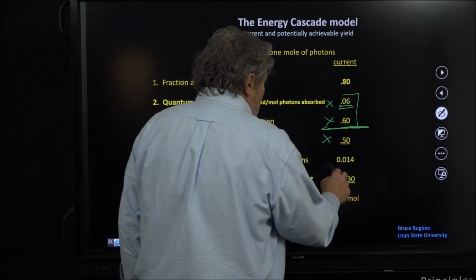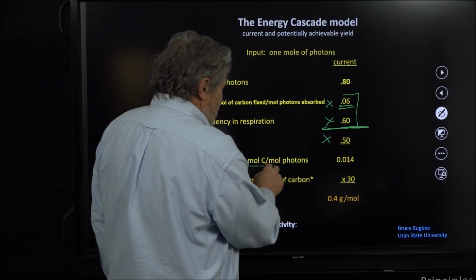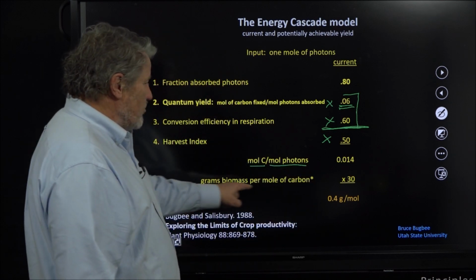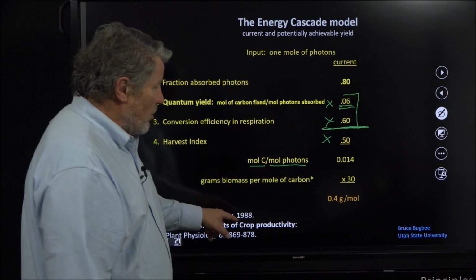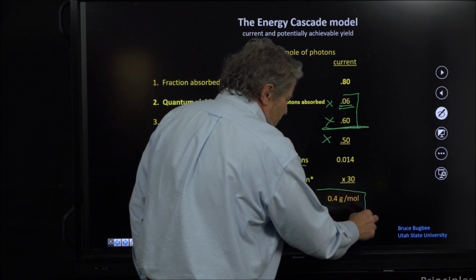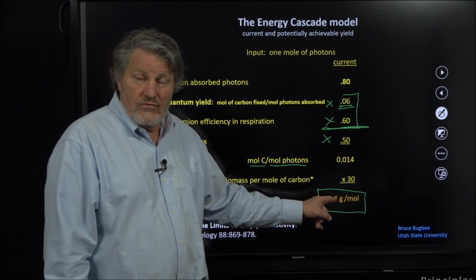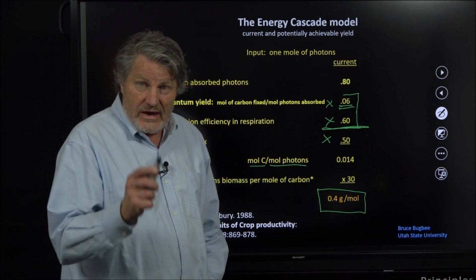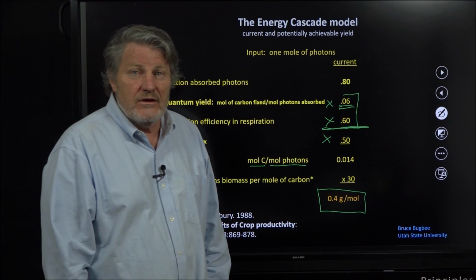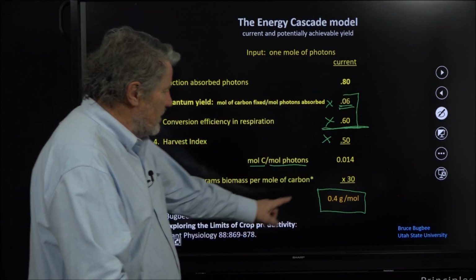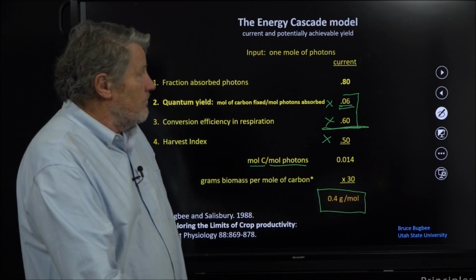So we take this, we get moles of carbon fixed per mole of photons, and now we multiply by 30 grams per mole, and we're down to 0.4 grams per mole. Well below our 1 gram per mole that I advertised on that first slide. So now let's look at potential. What do we have to do to get this up to 1?